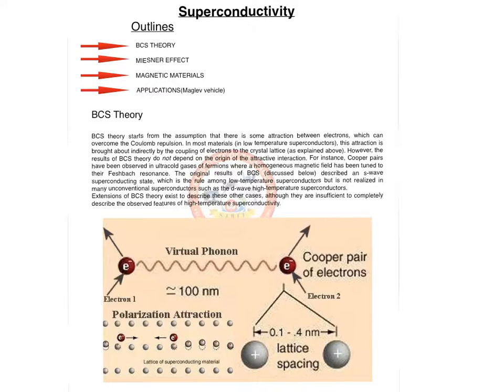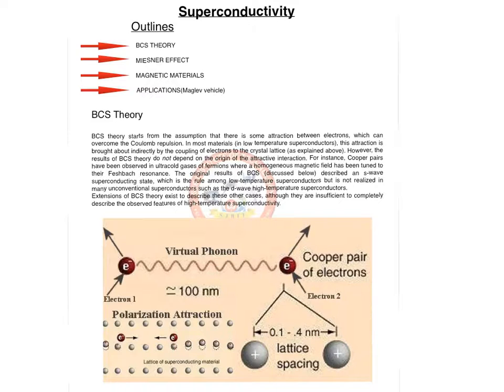The material should be below the critical temperature, and at that moment I take two electrons and one lattice ion. Electrons have a negative charge, and lattice ions have a positive charge. In physics we can call the lattice ion vibrations phonons. These are the two electrons we consider.